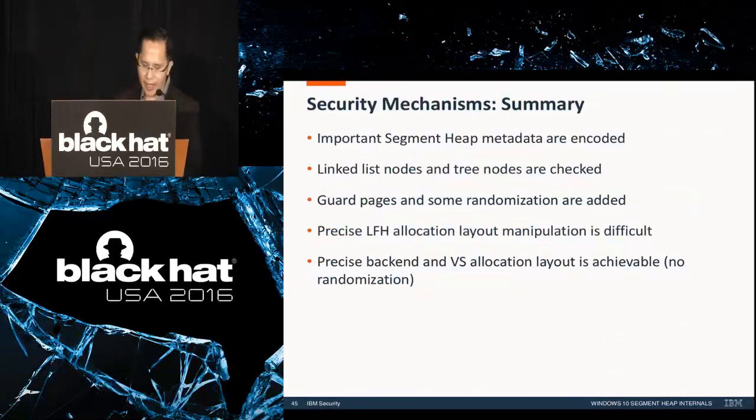To summarize, important metadata is encoded, and linked list nodes and tree nodes are checked. Detected corruption will cause an immediate termination of the process. Guard pages and some randomization are added. Also, it will be difficult to perform precise layout manipulation for the LFH due to the randomization. But the backend and VS allocation, which do not use randomization, are more welcoming to heap layout manipulation. In the final part of the presentation, I'm going to talk about how the layout of VS allocations can be precisely manipulated.